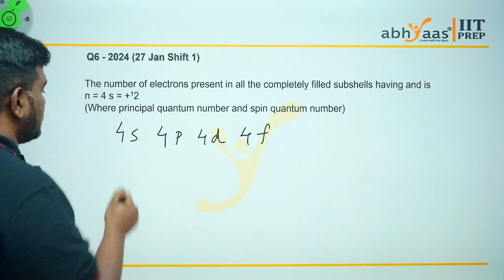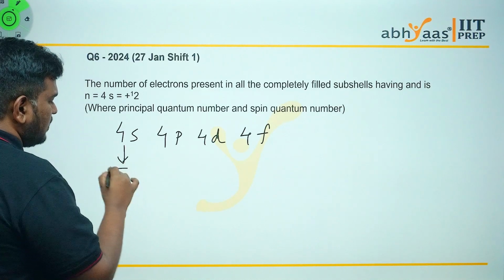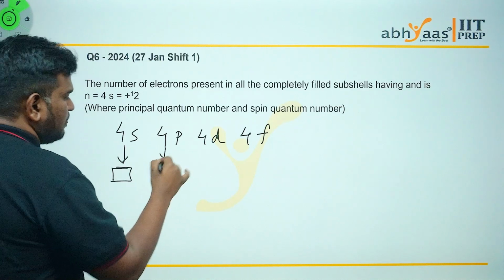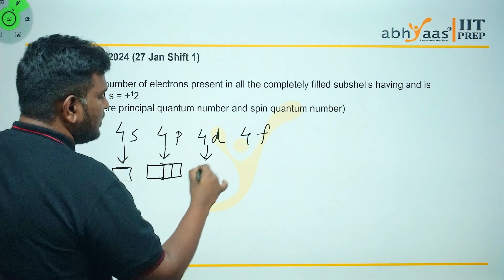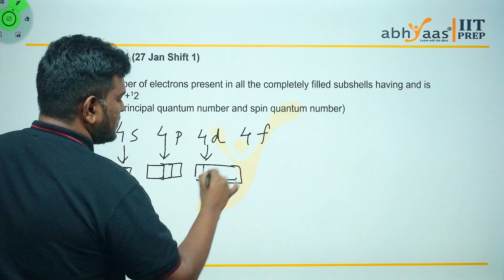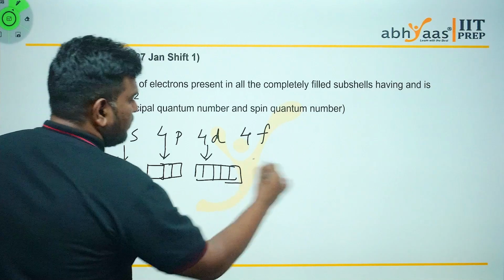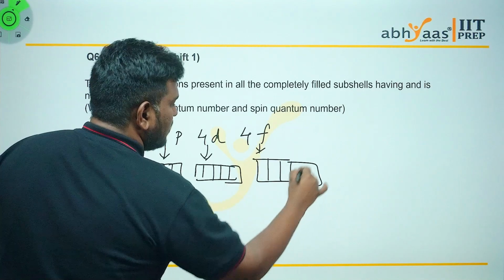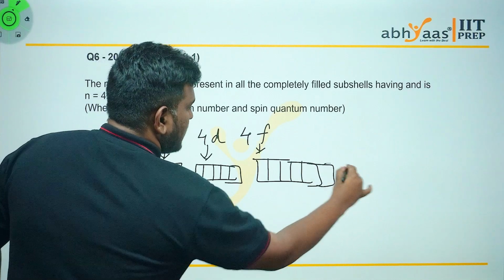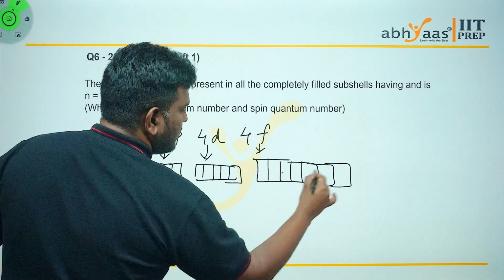And in 4s, how many orbitals will be there? You know that one orbital will be there. For p, there will be 3 orbitals. And 4d, there will be 5 orbitals, right? And 4f, there will be 7 orbitals. 1, 2, 3, 4, 5, 6 and 7.